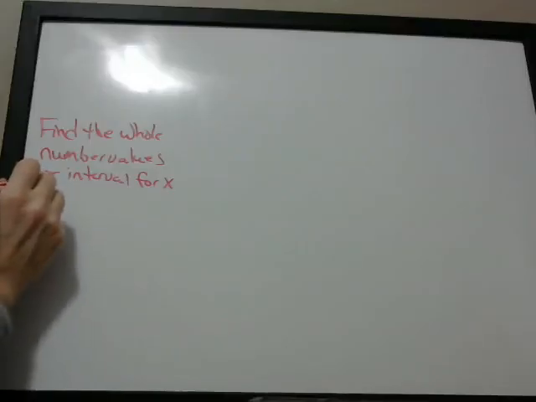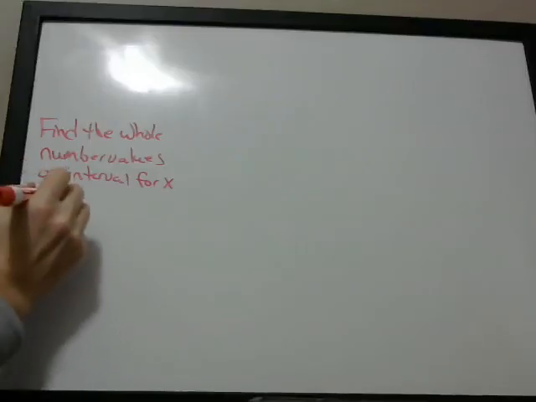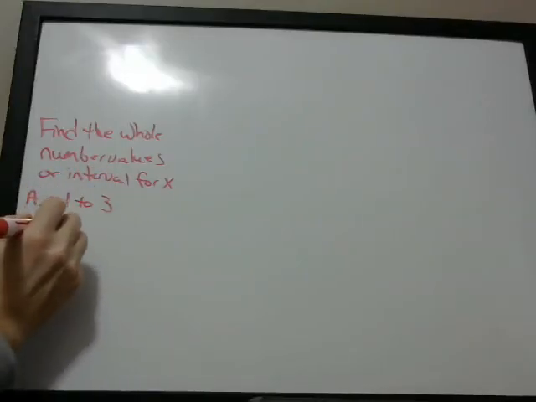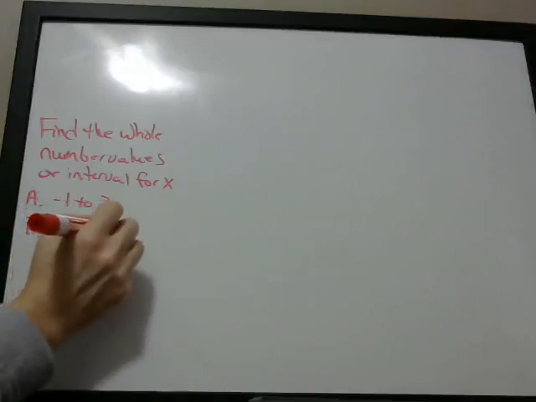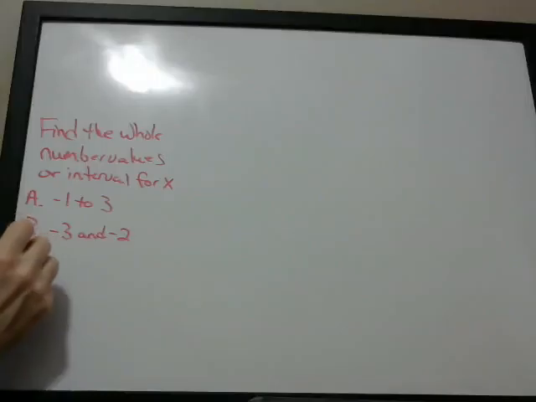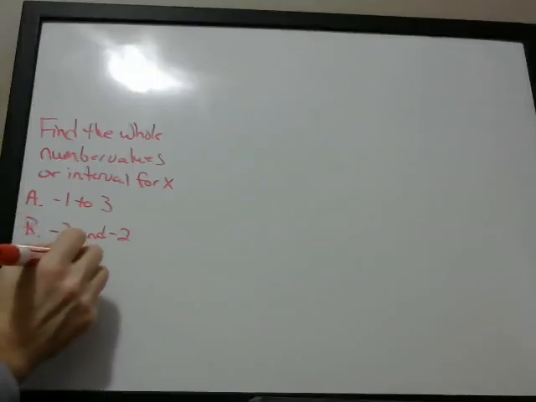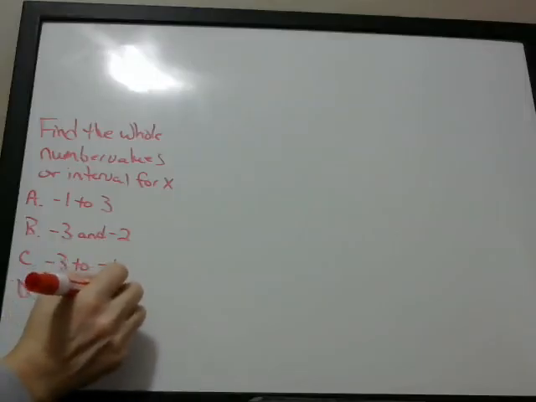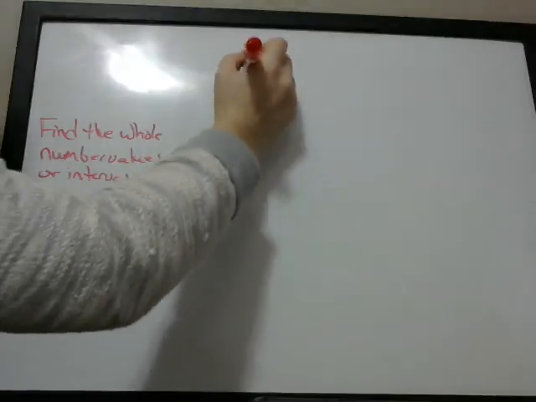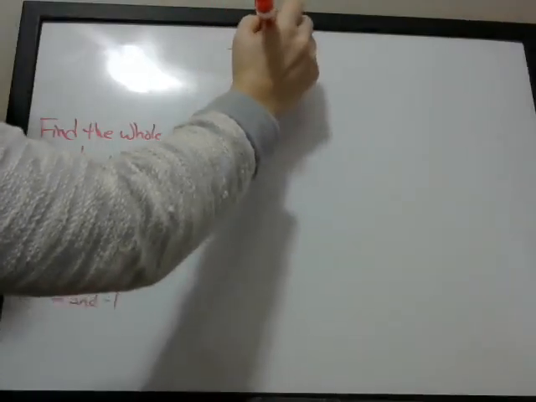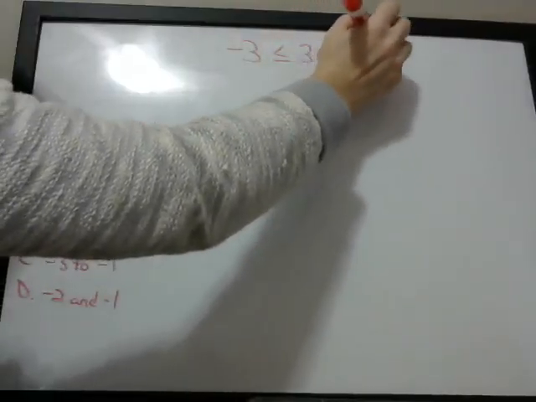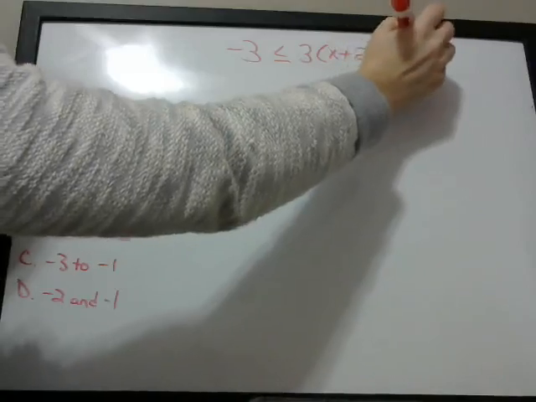So if we give a multiple choice, here your first choice is -1 to 3. Second choice is -3 and -2. Next choice, -3 to -1. And the last choice is -2 and -1. The question is going to be -3 less than or equal to 3x plus 2, which is less than 3.